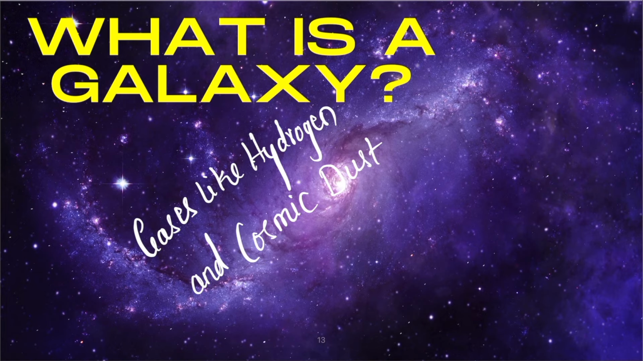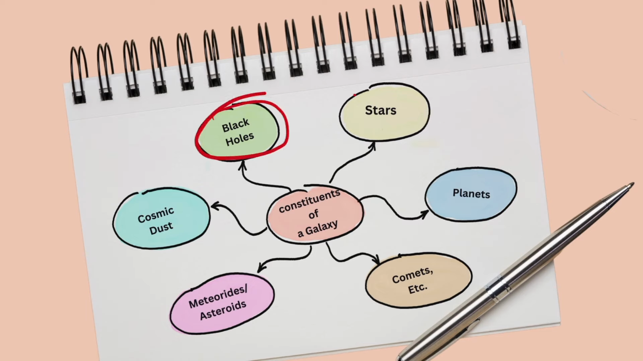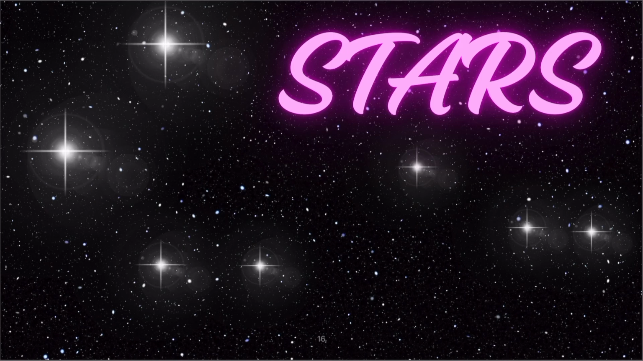And what are the components of a galaxy? A galaxy consists of black holes, stars, planets, comets, meteorites, asteroids, cosmic dust, and other such heavenly bodies. But the most important component of a galaxy is stars. Now let us understand how stars are actually formed.